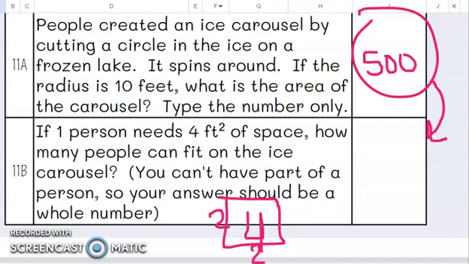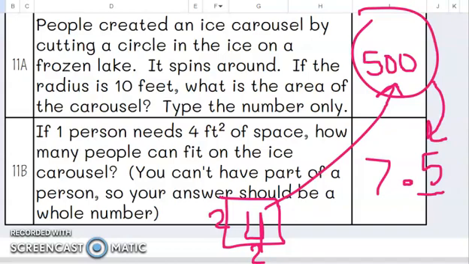So we need to figure out how many of these fit inside of this, okay? So you're either going to multiply or divide. Which one do you think would make the most sense? And then pay careful attention that it says you can't have part of a person. So if your answer ends up being, let's say 7.5, you can't have 7.5 because you can't have half of a person, okay? Because we're trying to figure out how many people fit.